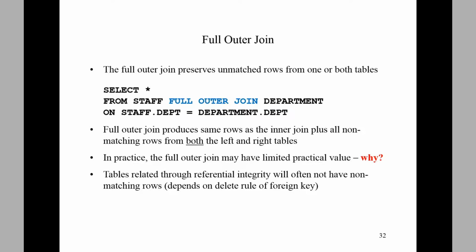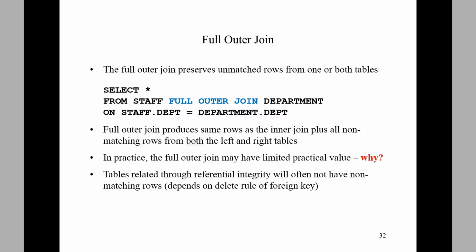Simply use the word full, and then if there are staff members who are not assigned to a department, those staff members will be preserved. If there are departments that do not have staff members, those departments will also be preserved. So to summarize, full outer join produces the same rows as the inner join plus all non-matching rows from the left table and all non-matching rows from the right table.